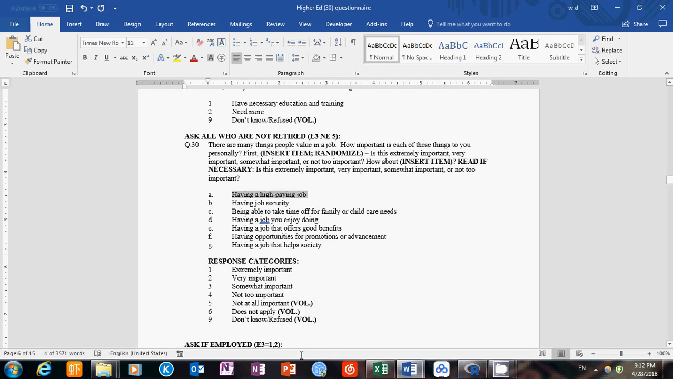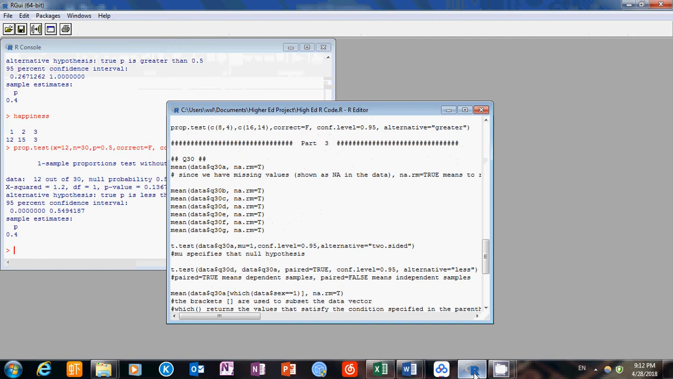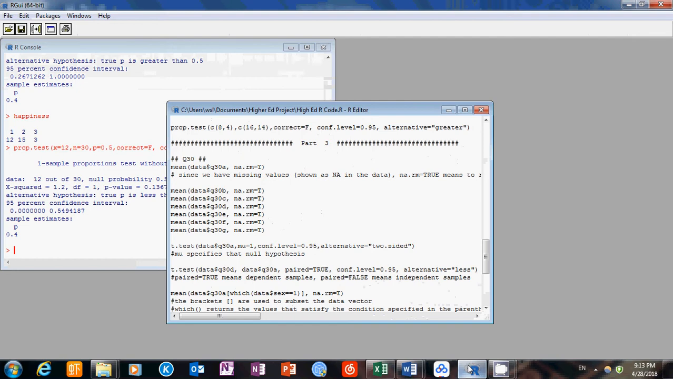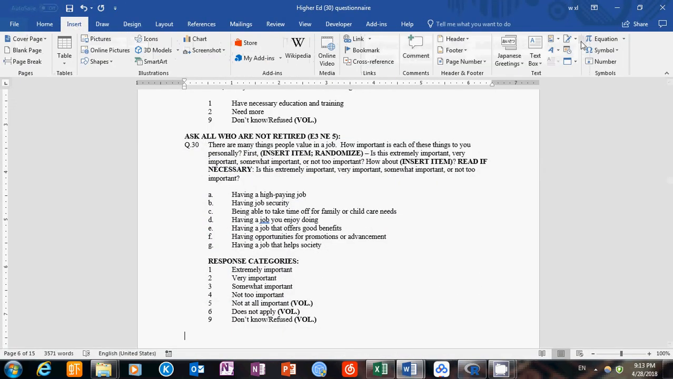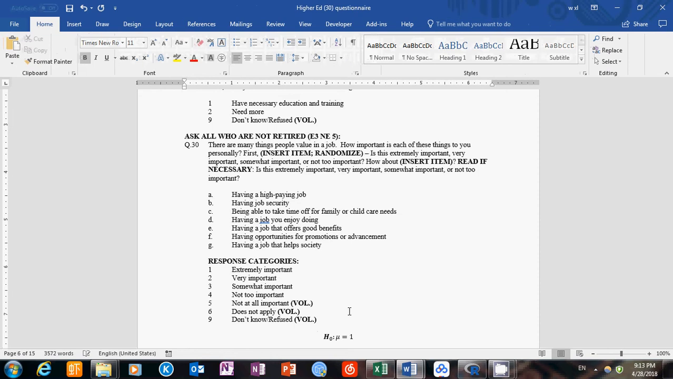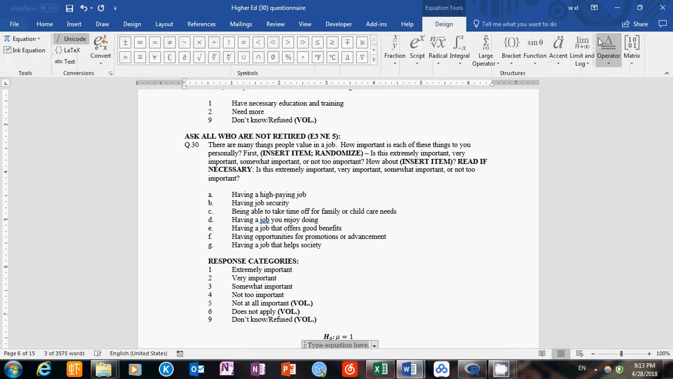And so let me write down the hypothesis here, so that we can test whether, let's choose having a high paying job. So H null would be mu, which is the average ranking for a high paying job, at item A, mu equal to 1. So whether it's extremely important or not. And then we can test this against the alternate hypothesis, which is not very important, meaning that the average ranking is not 1.